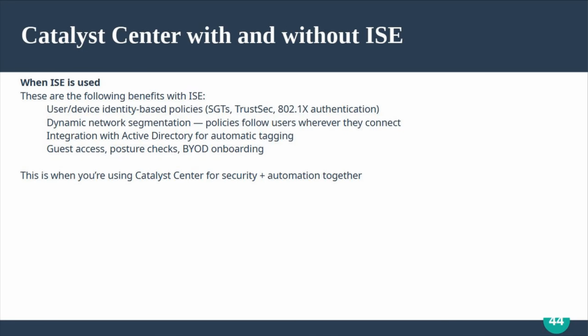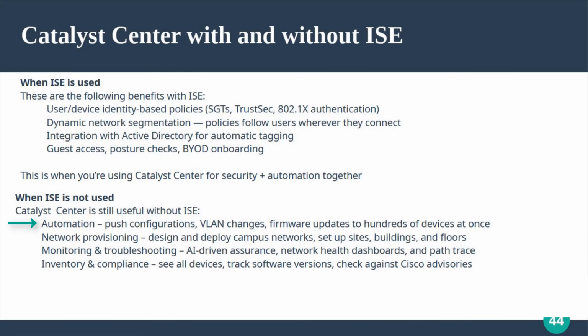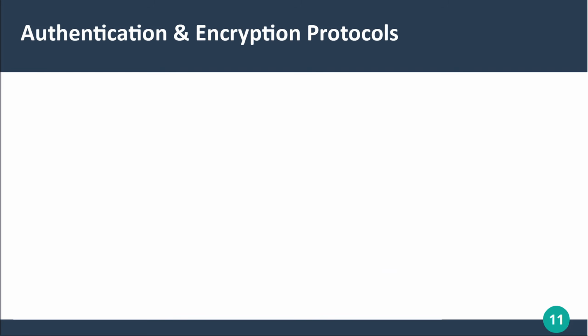Now, using Catalyst Center when ISE is not used. When ISE is not used, DNA Center is still useful without ISE, especially for these things down here. Automation: push configuration, VLAN changes, firmware updates to hundreds of devices or even more at once. Monitoring and troubleshooting, so AI driven assurance. It provides network health dashboards and path trace, which is a feature to trace the path within the network. And the last one is inventory and compliance, so you can see all devices, track software versions, check against Cisco advisories.